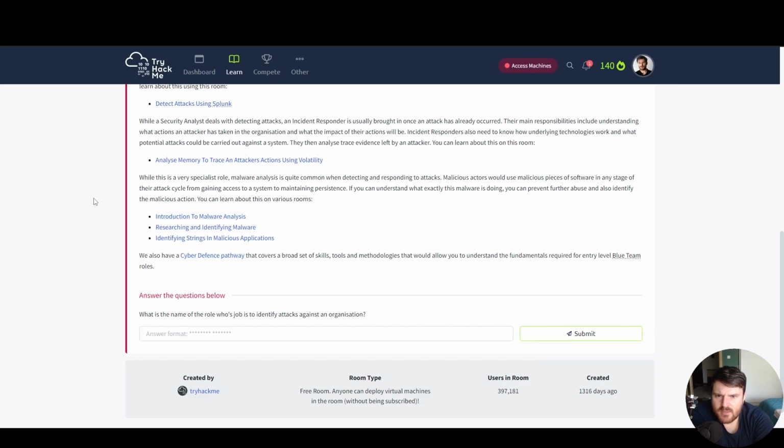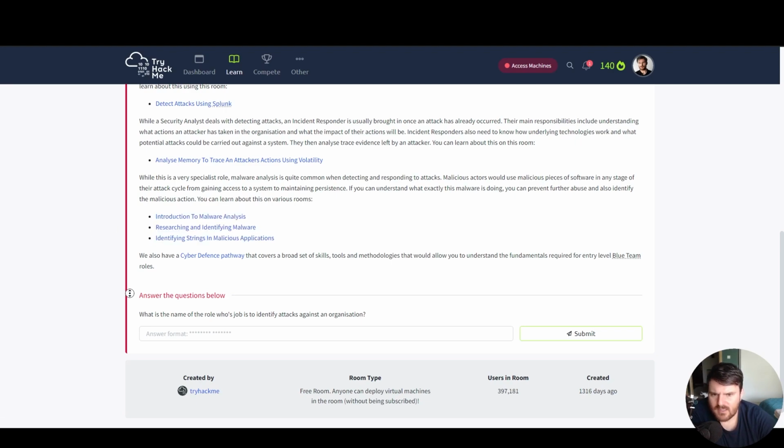While this is a very specialist role, malware analyst is quite common when detecting and responding to attacks. Malicious actors would use malicious pieces of software in any stage of their attack cycle, from gaining access to a system to maintaining persistence. If you can understand what exactly this malware is doing, you can prevent further abuse and also identify the malicious action. You can learn about this on various rooms. We'll do all of these.